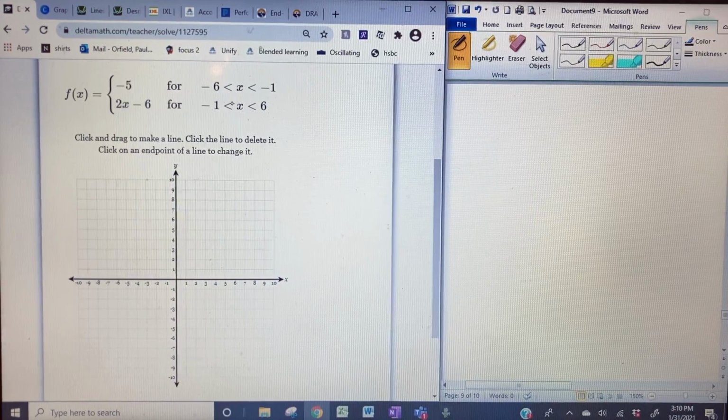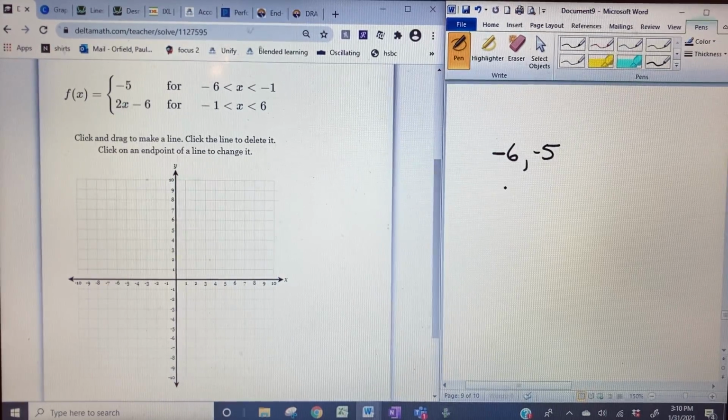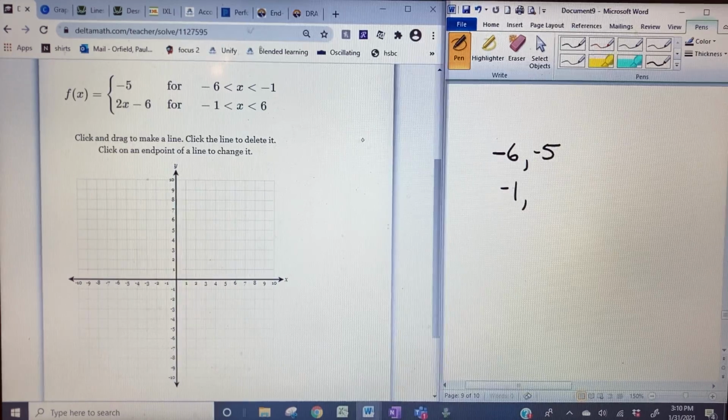Once again, I'm going to be in between values, so I'm going to choose my smaller value first. The difference here is no matter what my x value is between -6 and -1, not including those numbers because it doesn't say or equal to, my y value is going to be -5, okay? So basically that means I'm graphing -6 as my x and -5 as my y, and I'm also graphing -1 as my x. If I go to -1 on my x, my y value is also -5.